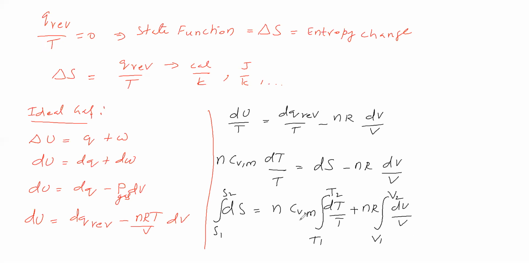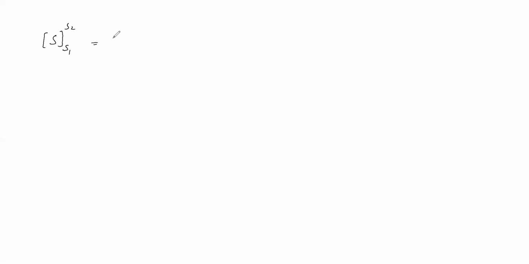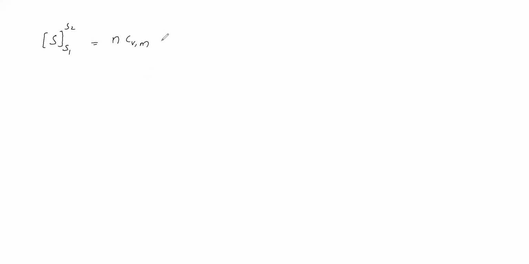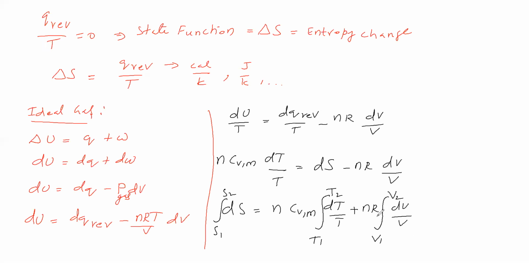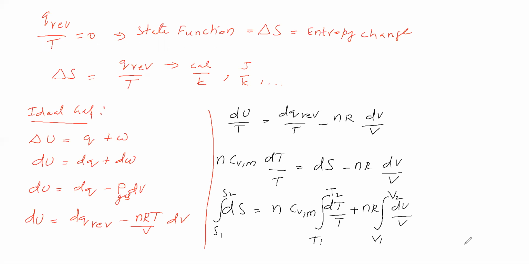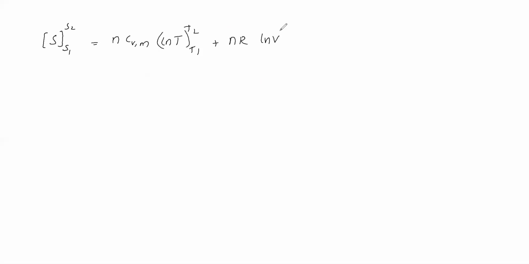Okay. Next, n CVm is constant, so we take it outside the integral. Then we integrate dT by T, which gives ln T, with lower limit T1 and upper limit T2. Then plus nR, a constant term that we also take outside. Next, dV by V is integrated, which gives ln V, with lower limit V1 and upper limit V2.